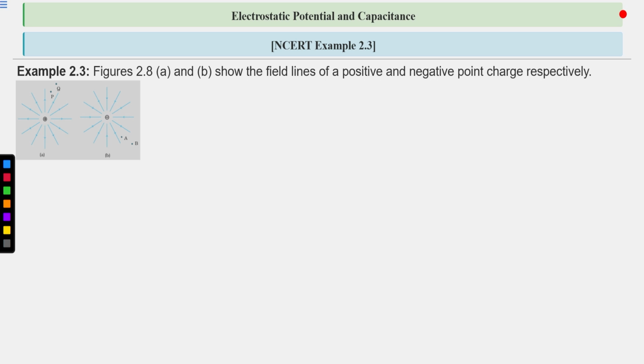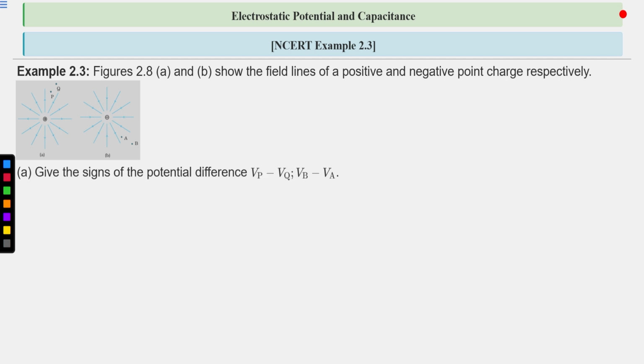Now, these are the points P and Q. P is closer to this charge, Q is farther apart. And for this negative charge, these 2 points A and B. A is closer to this negative charge and B is farther apart from this negative charge. These are 2 diagrams.